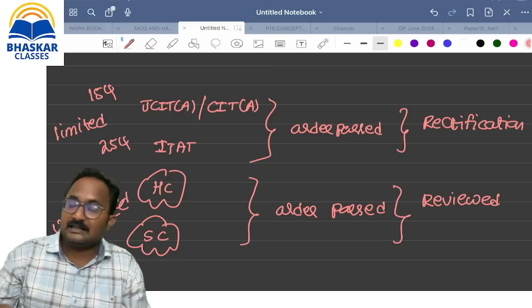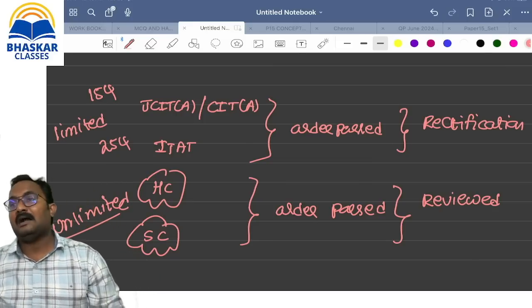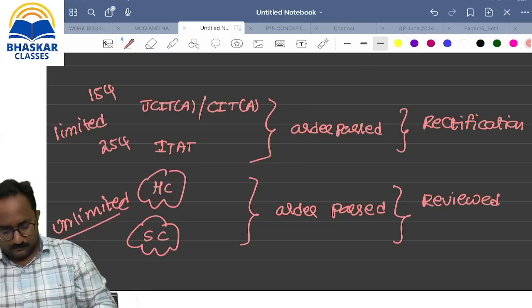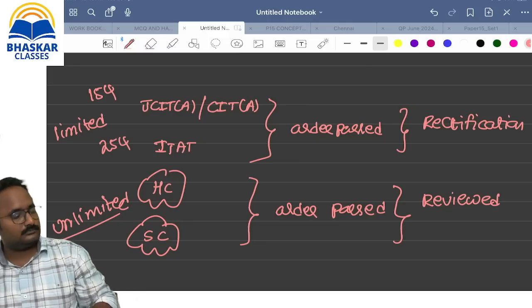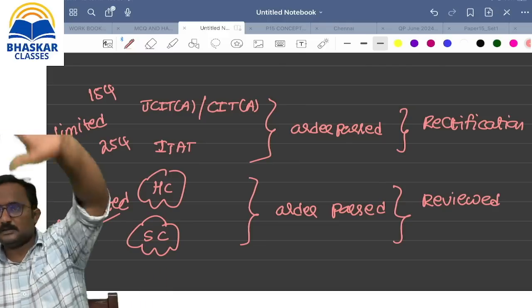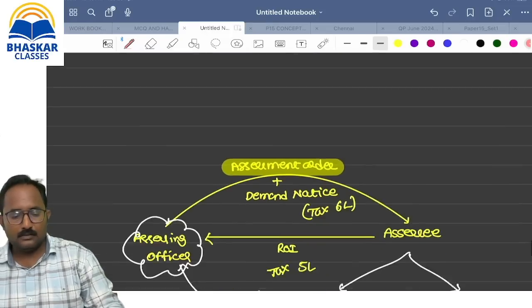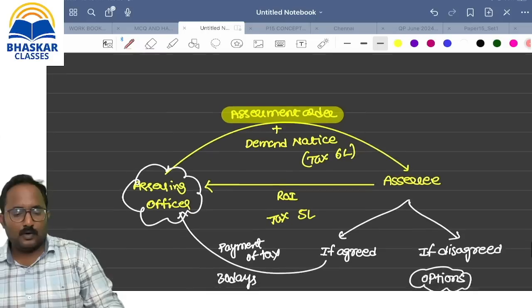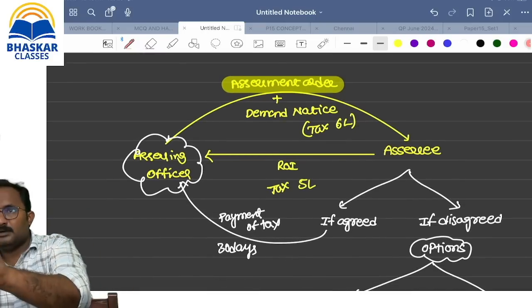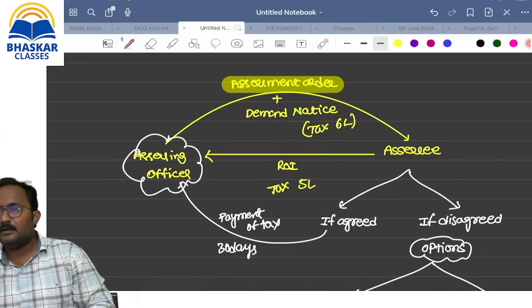Can you tell me which authorities have the power to review their orders? High Court, Supreme Court. Shall we revise the total summary as of now? So how many parts do we have to learn in this chapter? 4. First part is appeals. Now we can discuss the appeals. So how many appellate authorities do we have?